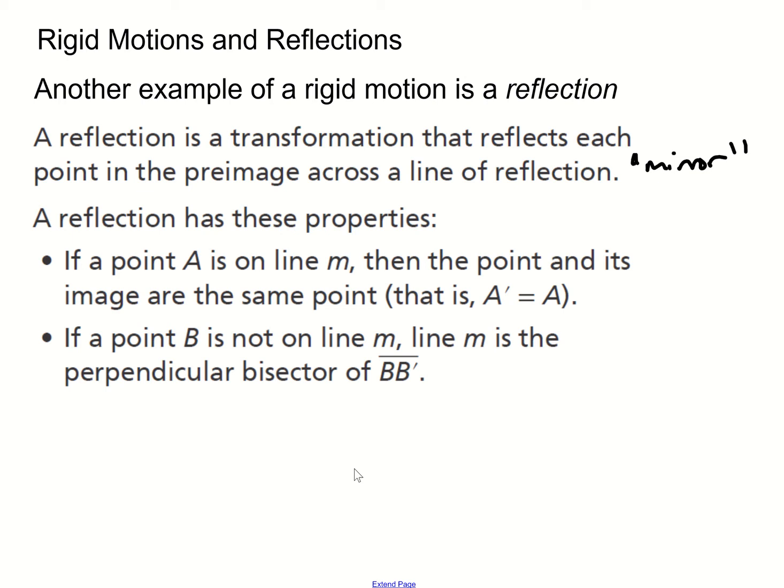So a reflection has these properties. If a point is on the mirror line, the line of reflection, then the point and its image are at the same point, meaning that there is no reflection going on. But if the point is outside of the line, then it gets reflected. And so line M becomes the perpendicular bisector of the segment from B to B prime. So we'll show you what this means.